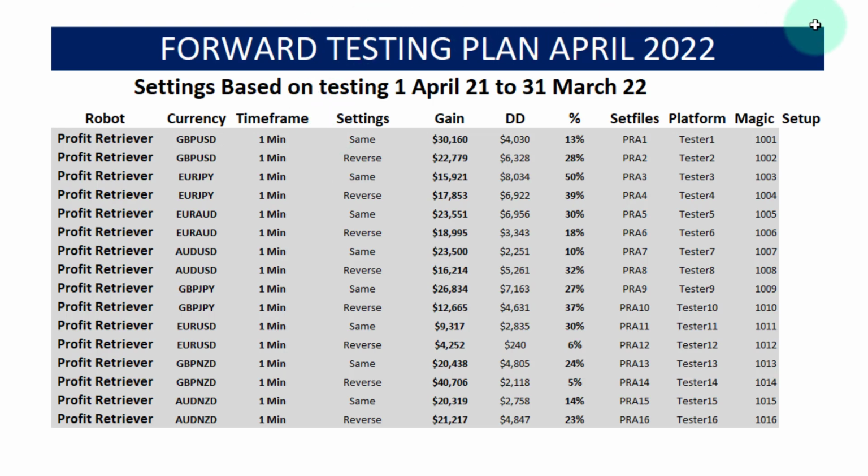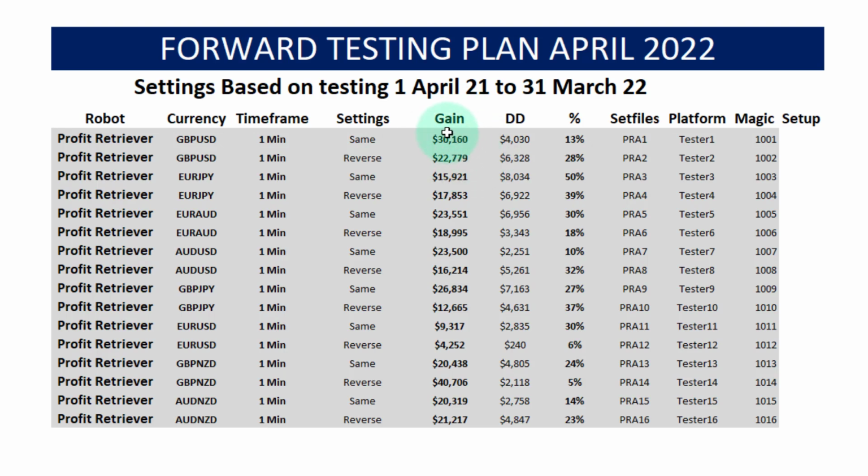And here it is. I have gone for only testing the Profit Retriever EA, and there it is. And there are the currencies that I'm going to be testing. You'll see there are 8 currencies, 2 strategies per currency. I'm going to be testing it on the 1 minute time frame, and the strategies I'm going to be using are same direction and reverse direction strategies.